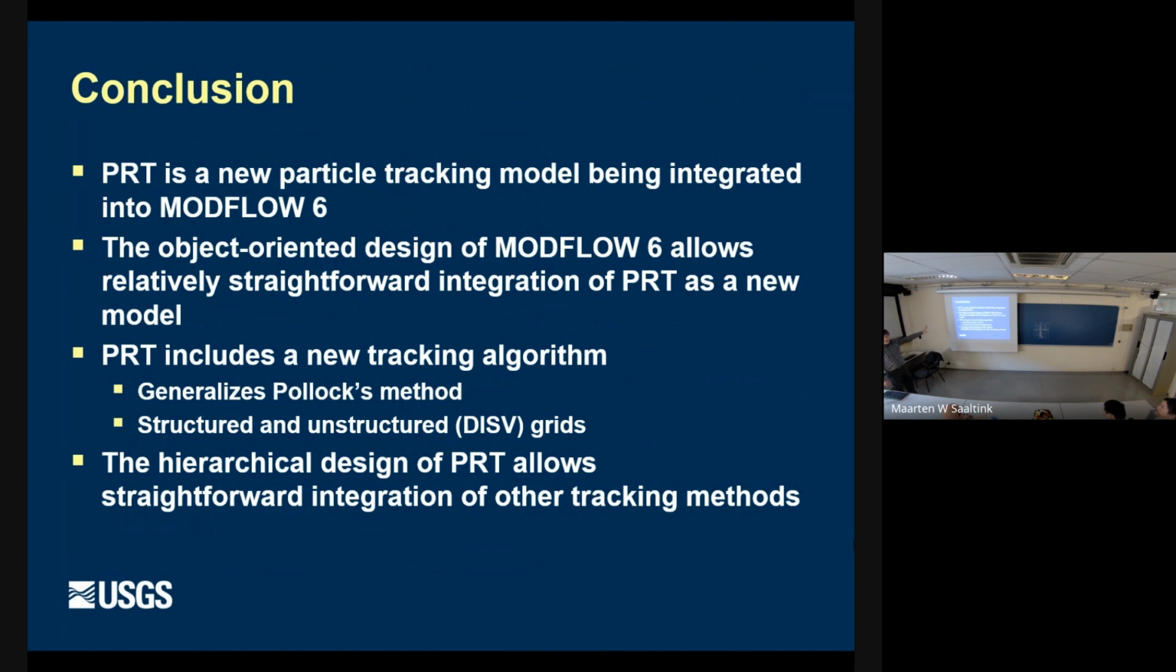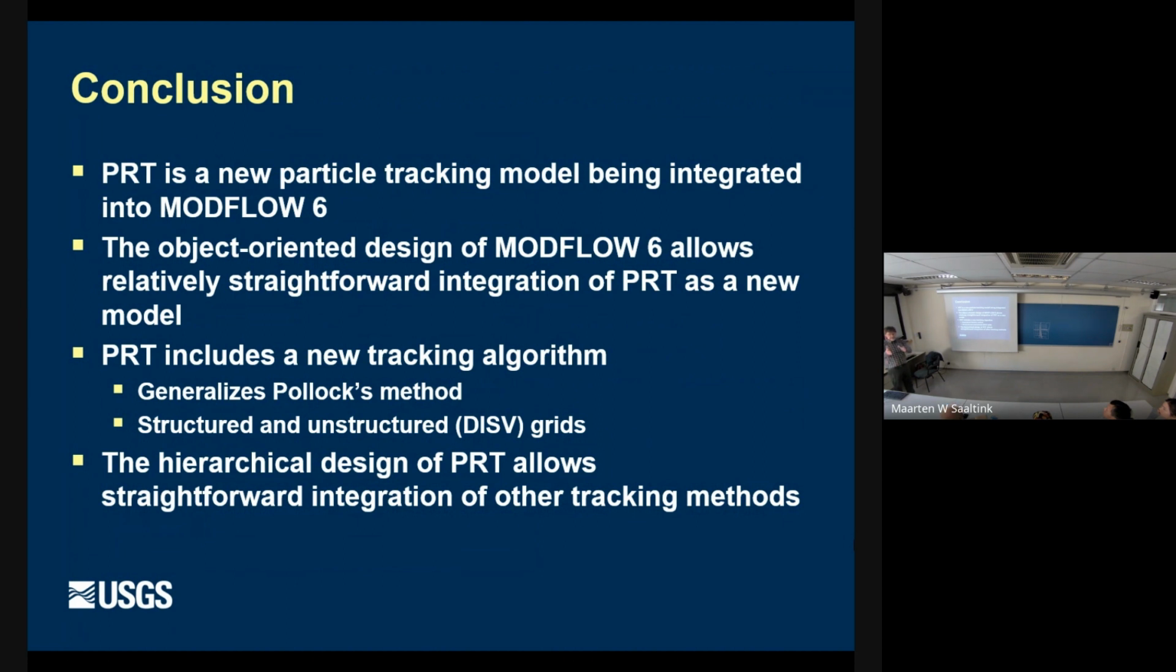PRT includes a new tracking algorithm. That's, in some sense, a generalization of Pollock's original method, but it's designed for both structured and unstructured grids. This DISV is a particular type of Modflow unstructured grid that's defined by the vertices of the cells. And within this new model, there's a hierarchical design, which I didn't really describe in detail, but it allows you to, in a relatively straightforward way, plug in a new tracking method.